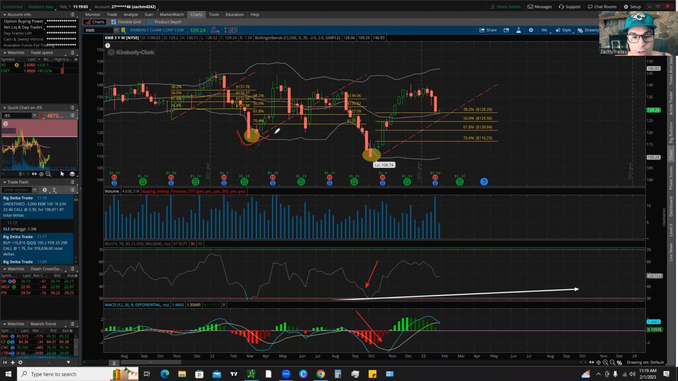Same thing here. We have a low, we moved up, retraced, consolidated a little bit, broke through our retracement levels, and made a new low. So that's basically it. That's everything that I'm looking at for KMB right now.